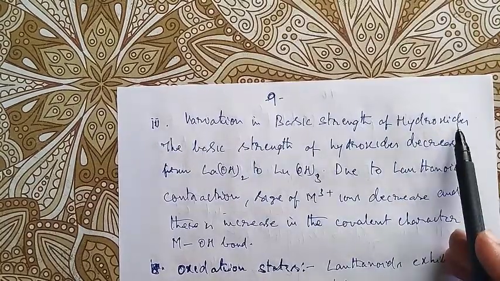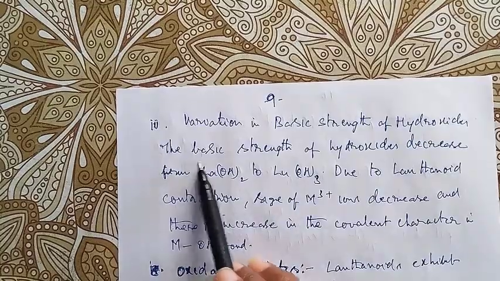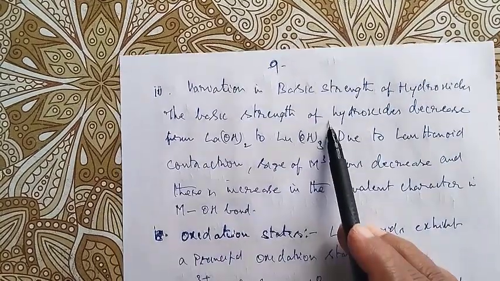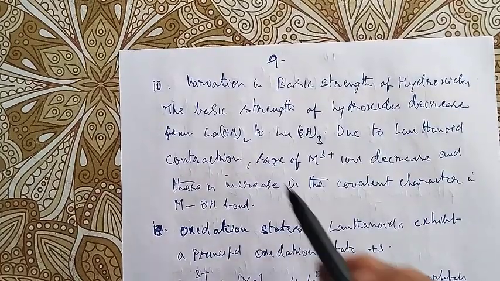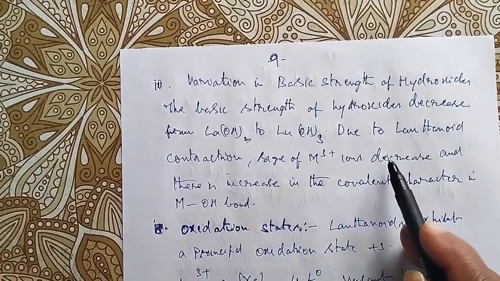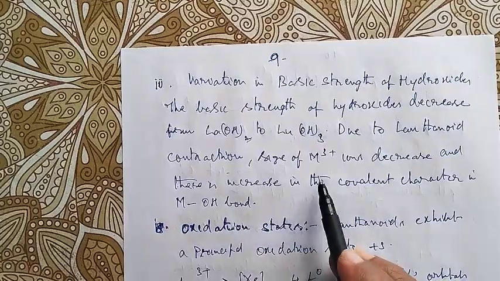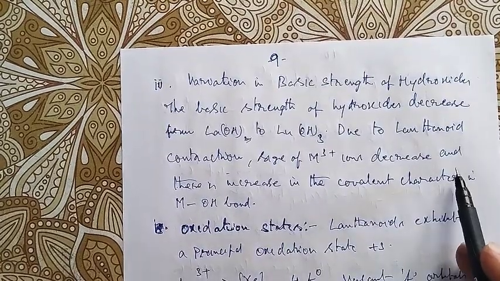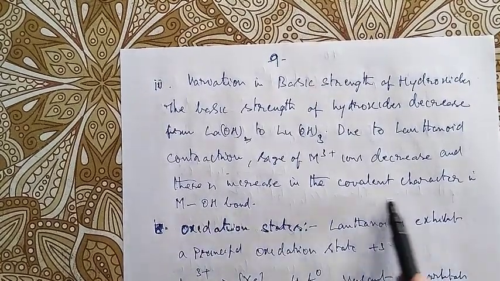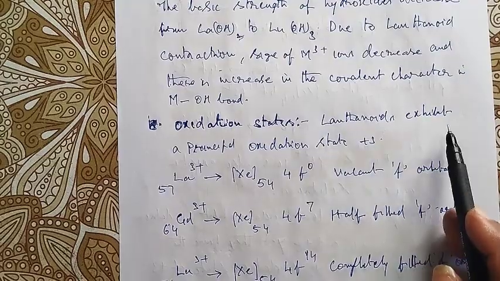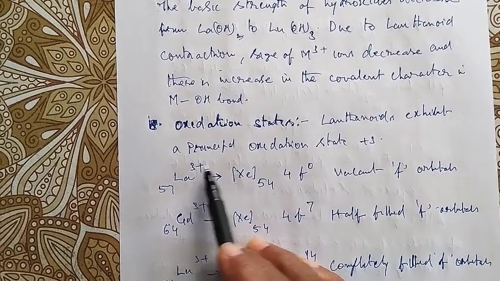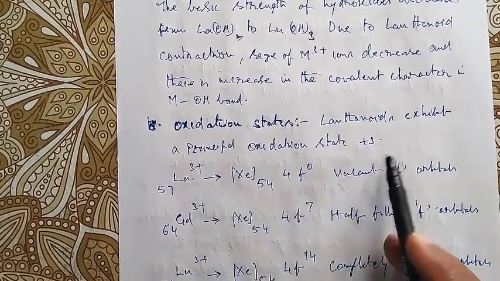Variation in basic strengths of hydroxides. The basic strength of hydroxides decreases from lanthanum hydroxide to lutetium hydroxide. Due to the lanthanoid contraction, the size of M3+ ion decreases and there is an increase in the covalent character of the M-OH bond. Oxidation states. Lanthanoids exhibit a principal oxidation state of +3.